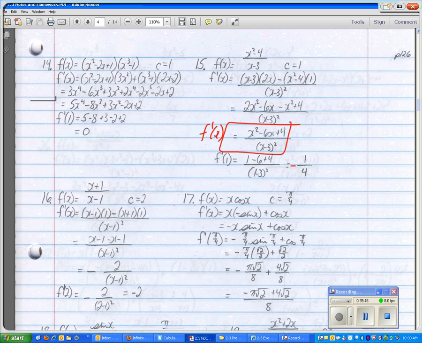Asking you to find f prime of c is the exact same thing as saying find the value of the derivative when x equals 1. Since they told us c equals 1. So finding f prime of c, which is f prime of 1, is the same thing as saying what's the value of the derivative when x equals 1. Alrighty.